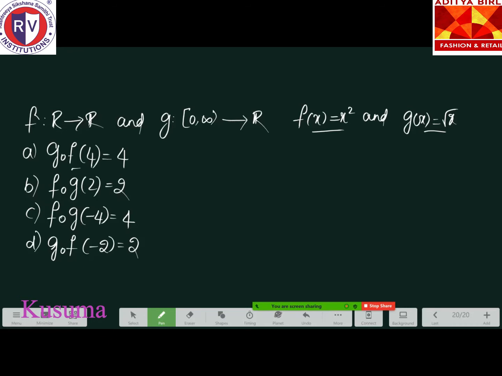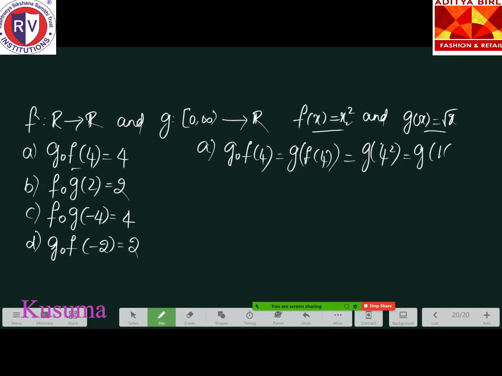G of F of 4. Let us consider option 1, G of F of 4. For 4 we have to take the square, that is G of 4 square, that will be G of 16. So G is a function which takes the root, root 16 will be equal to 4. Therefore, this is a true statement.